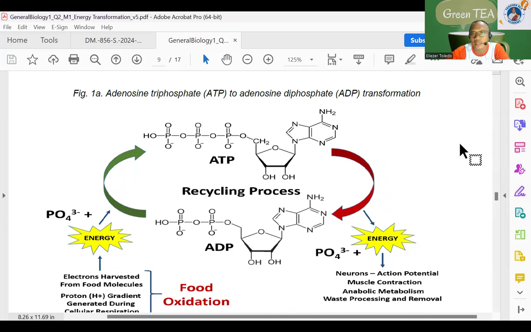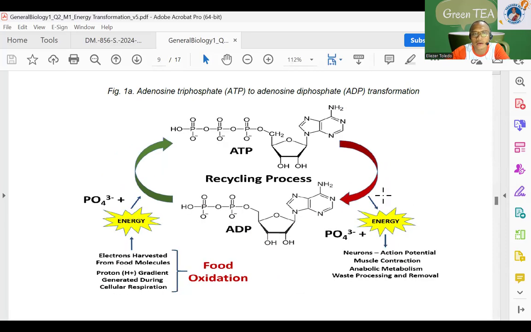I hope you could see it. Let me make it smaller. Okay, so ADP. It requires energy, and you could even see in here the electrons harvested from food molecules. Now ADP is adenosine diphosphate. Another phosphate is added with the help of energy to make it ATP.